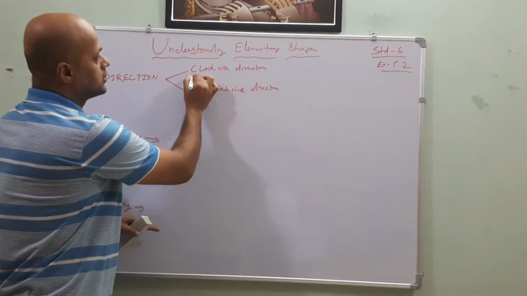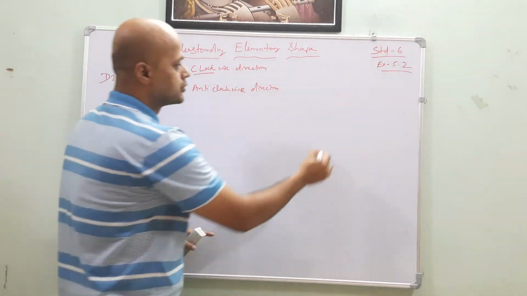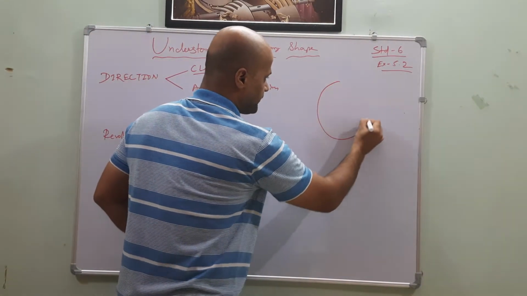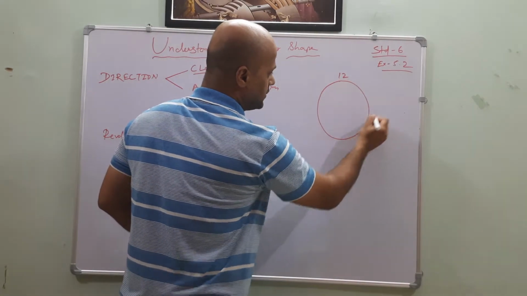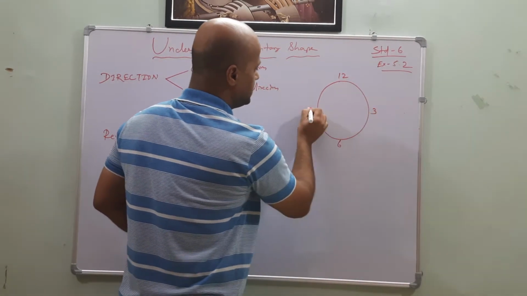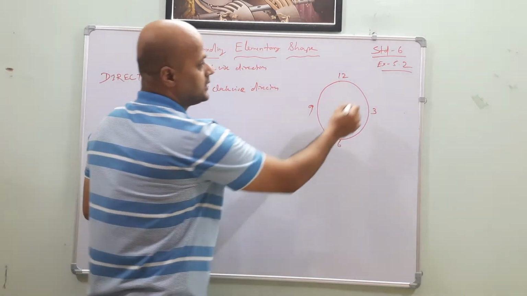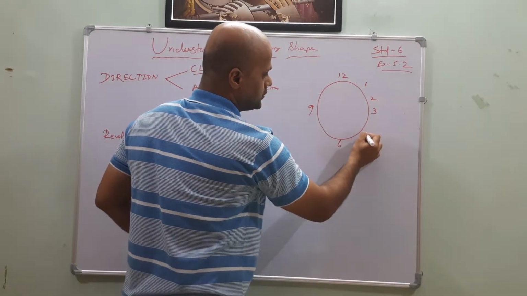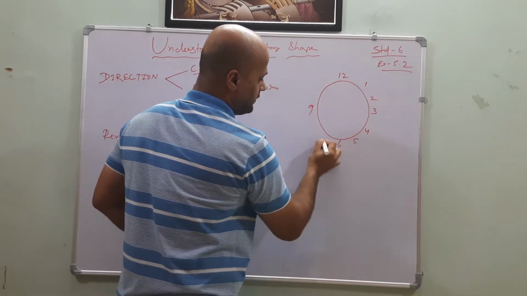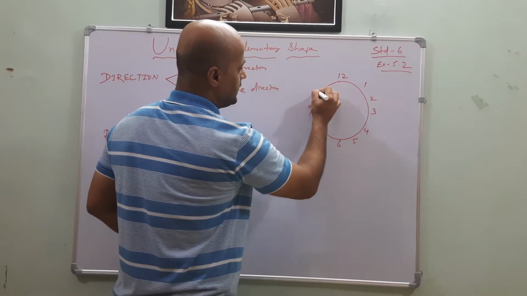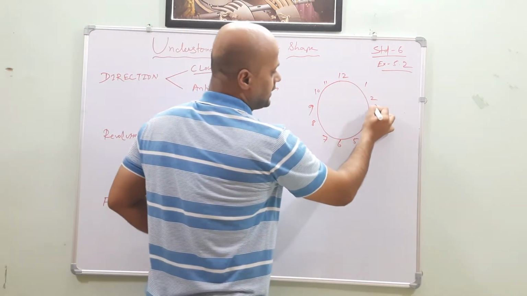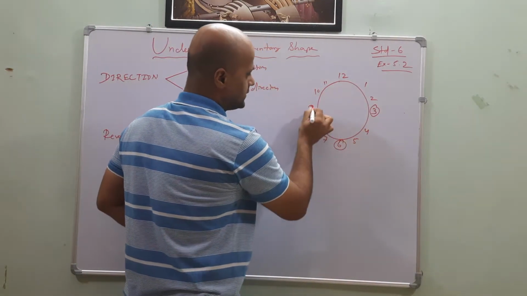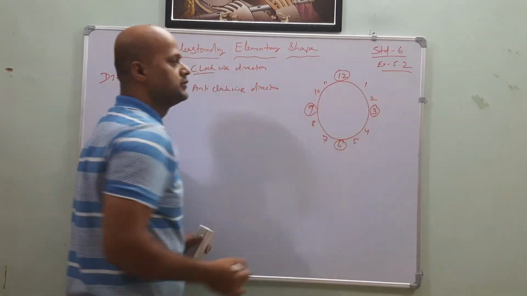Here the word is clock, so we have to draw a clock here. Understood? In a clock, what is there? Numbers are there or not? 3, 9. Now the other numbers are there: 1, 2, 4, 5, 7, 8, 10, 11. We will take the major angles. These angles are highlighted so that you can easily understand.